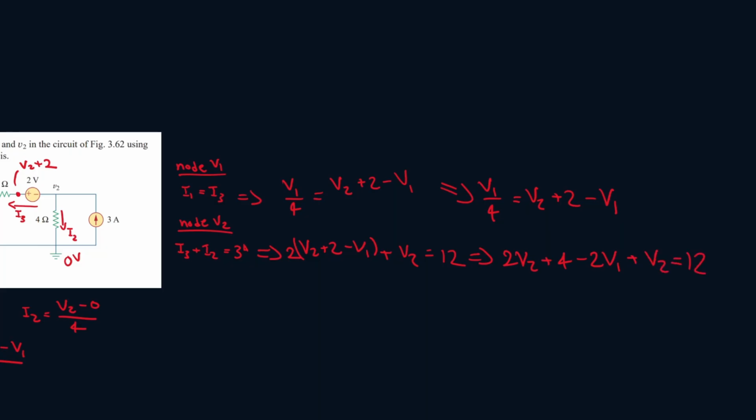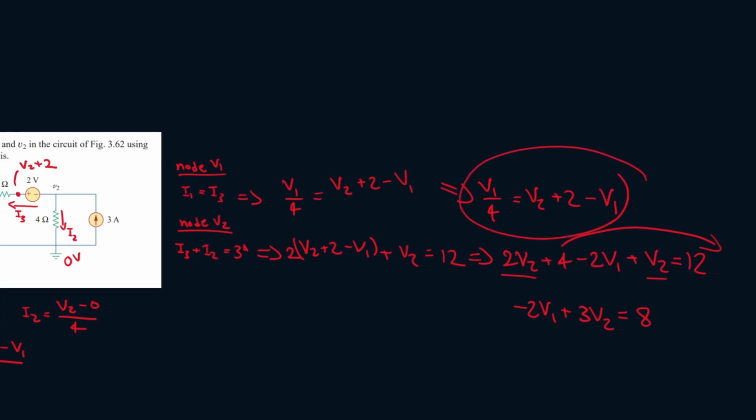Let's collect like terms. There's only one V1. There's two V2s. Okay, so it's minus 2V1, 2V2 plus 1V2. That's 3V2. And let's bring the 4 to the other side. So it goes from 4 to minus 4. So it will be 12 minus 4, which is 8. Alright.